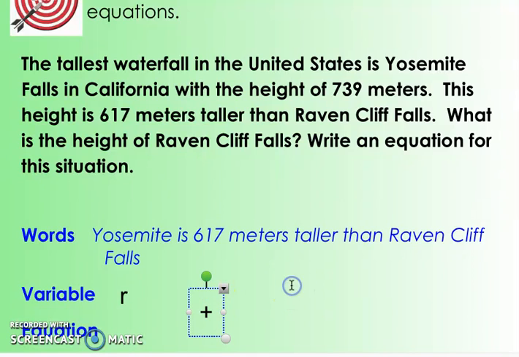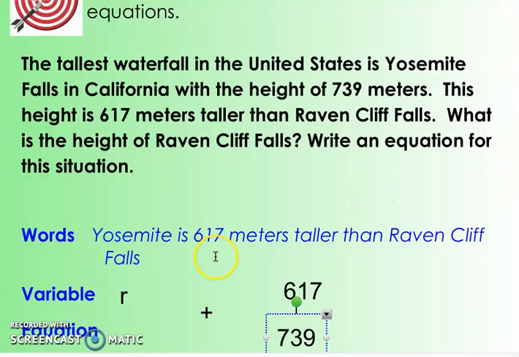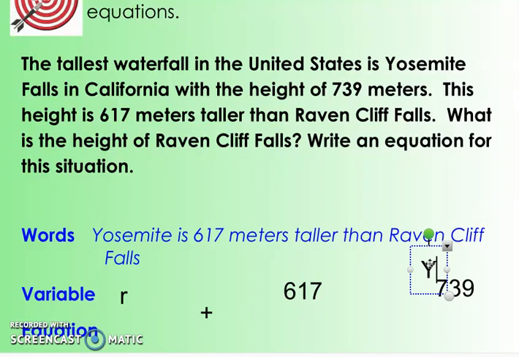So, we have some numbers. We have 617 and we have 739. Okay, so let's organize this. I'm going to take the 739, put it over here, and we know for sure this is Yosemite, right? Yosemite. And unfortunately, I've never been there, so I would someday want to go see this waterfall because I've heard it's gorgeous and I've seen pictures, but I would love to experience it in real life.